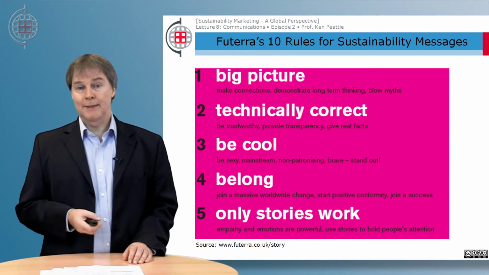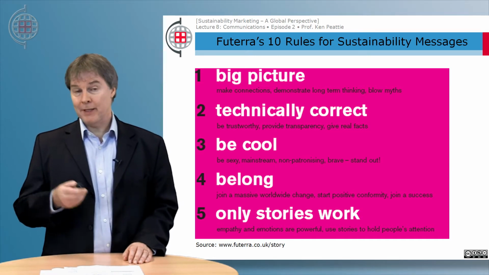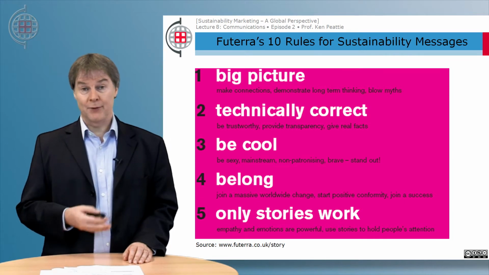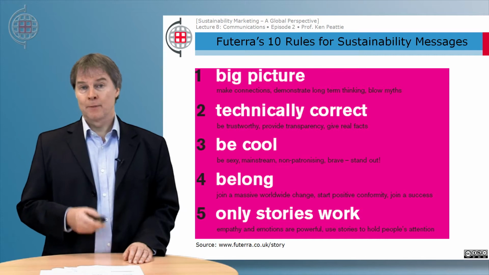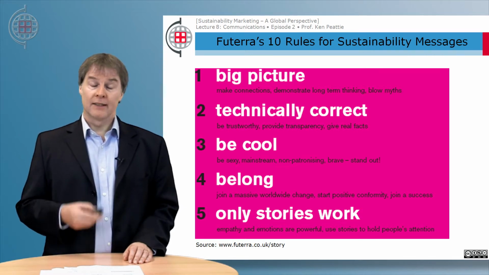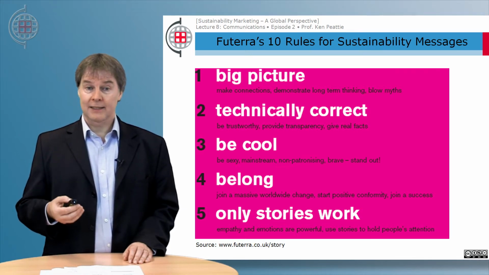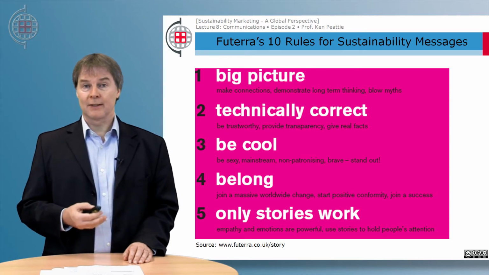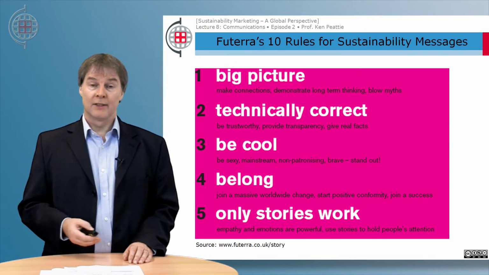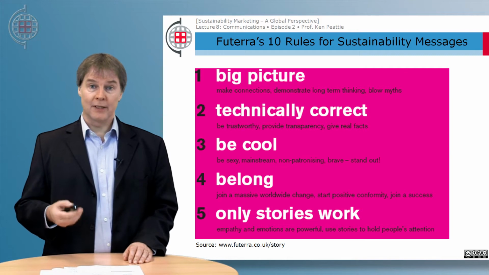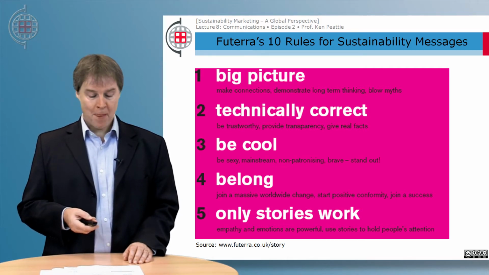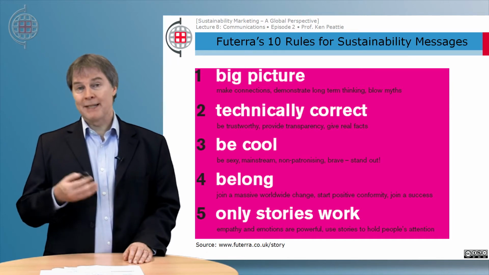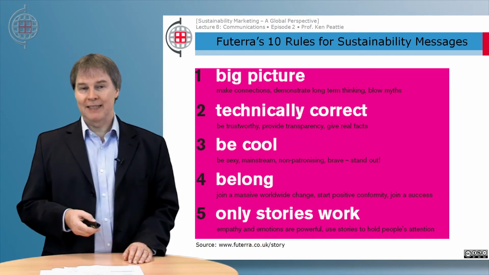The second rule is to be technically correct, and we'll talk about greenwashing later on and what happens if you don't get your communication correct in a technical sense. But it's a question of being trustworthy, giving consumers the facts, being very transparent so that customers can really see that the solution you're presenting is a genuine one, is backed up by facts, and that it isn't just empty promises.